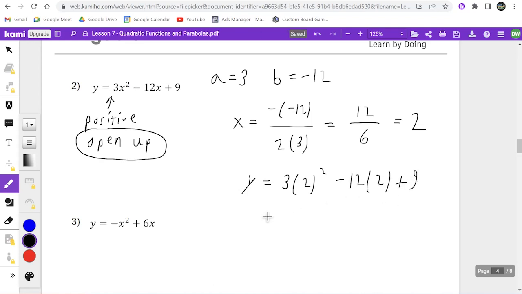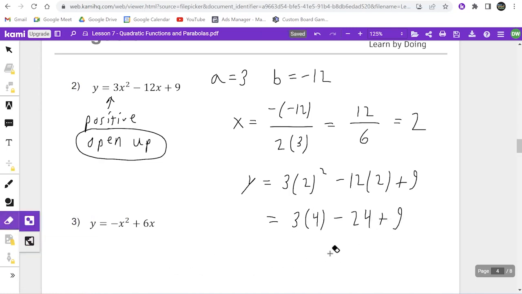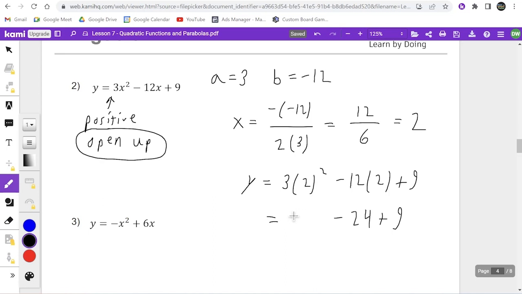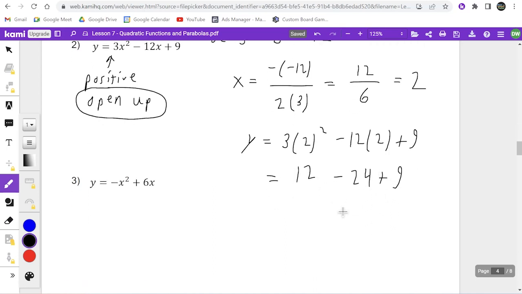And you can plug this in a calculator. I'm not going to because I'm not going to rely on that as a crutch. I know 2 squared is 4, so it's 3 times 4 minus 12 times 2 is 24, and then plus 9. And I know that 3 times 4 is just 12. So it's really 12 minus 24 plus 9. 12 minus 24 is negative 12. Negative 12 plus 9 is going to be negative 3. So my vertex is going to be at the point 2 comma negative 3. There's my vertex. Any questions on that one?